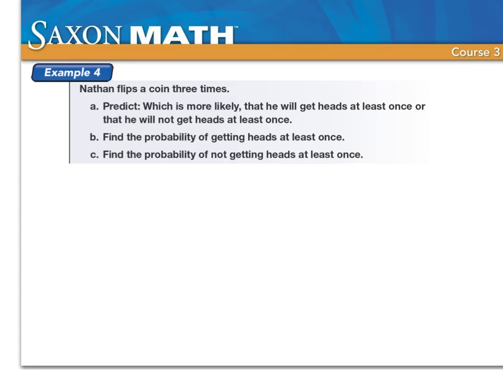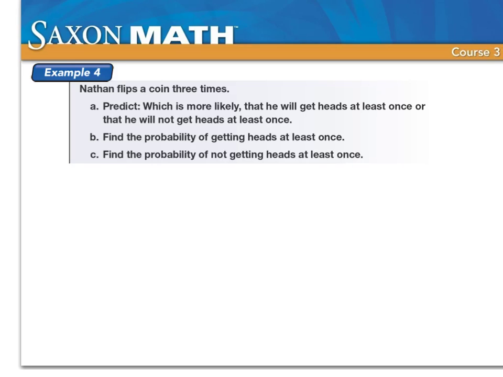Alright, now on to example 4. It says Nathan flips a coin 3 times. Then we want to predict which is more likely, that he will get heads at least once, or that he will not get heads at least once. We want to find the probability of getting heads at least once, and we want to find the probability of not getting heads at least once.